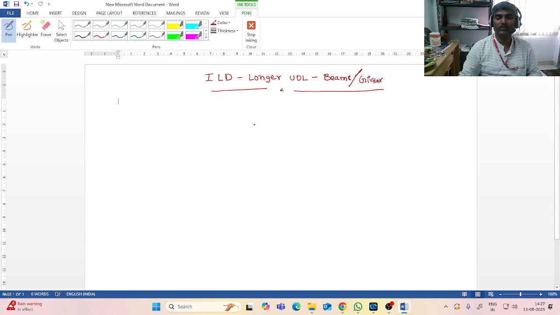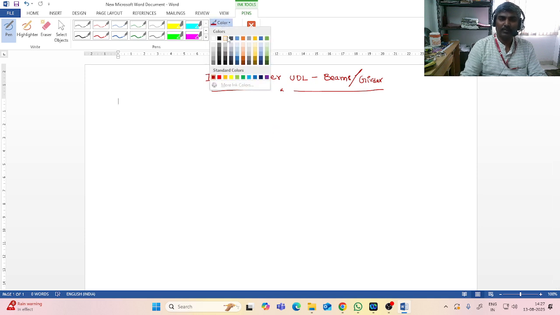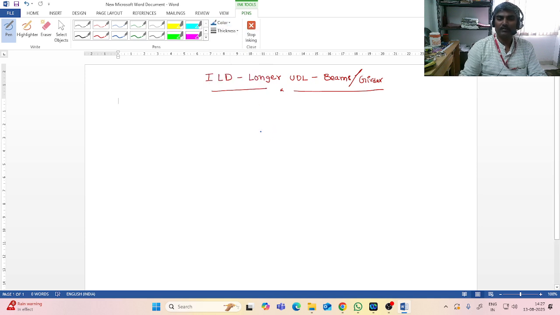Welcome. Today we will learn how to deal with longer UDL using the ILD concept. So let us consider a beam or girder of 30 meter span. So I have a girder of 30 meter span.